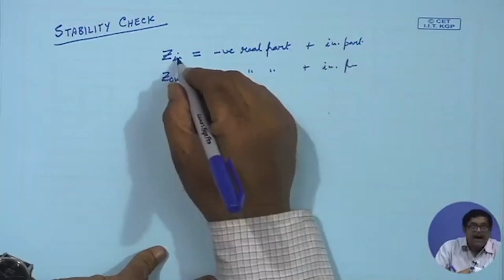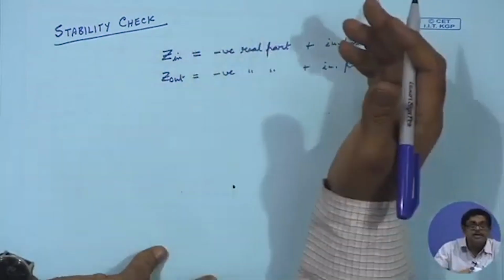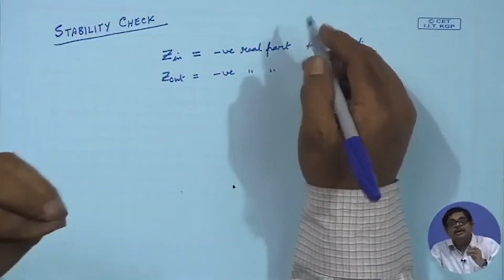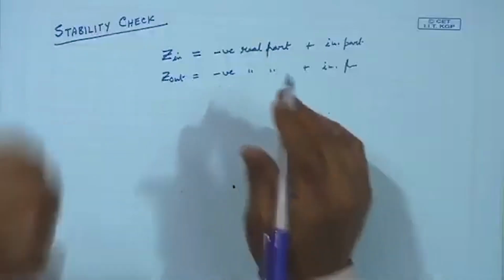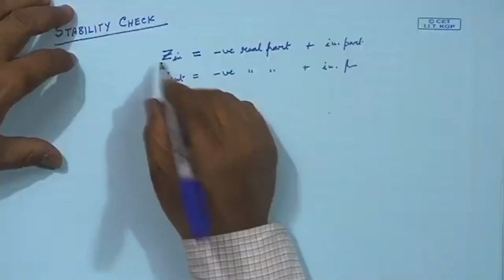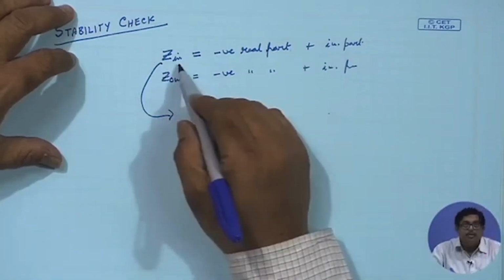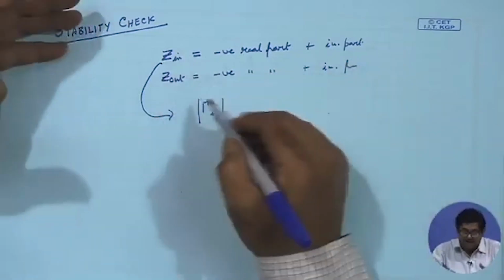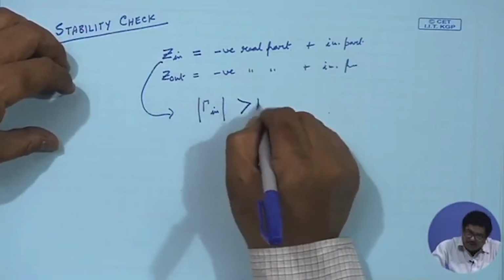But if either Zin or Zout or both have a negative real part, then I will start getting oscillation. It is obvious, because if Zin has a negative real part, whatever signal I am giving will start building up and then it will start oscillating. Similarly in Zout, whatever reflection is coming will start picking up and the device will start oscillating. So if Zin has a negative real part, what is the relation between gamma in and Zin? Gamma in is (Zin minus Z0) by (Zin plus Z0). So if Zin has a negative real part, then I know that the magnitude of gamma in is greater than 1.